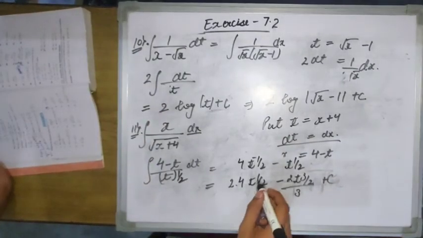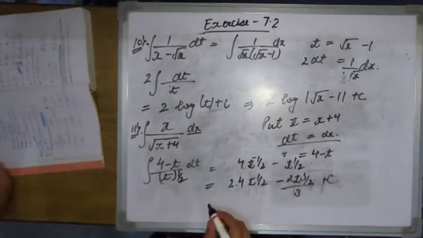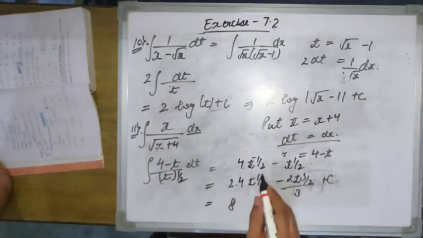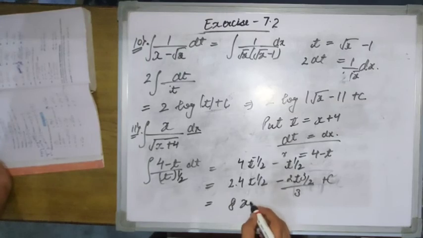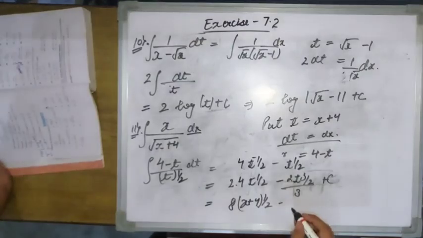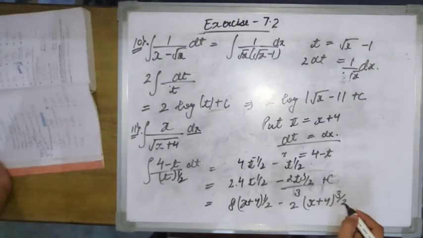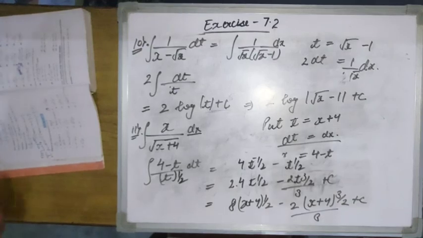You can simply put up the value of t here. I am putting up the values of t here. We have 8 times x plus 4 raised to power 1 by 2, minus 2 upon 3 into x plus 4 raised to power 3 by 2, plus c. This is the value of the 11th question. Pause the video to note it down.